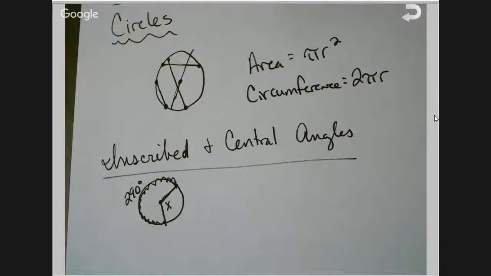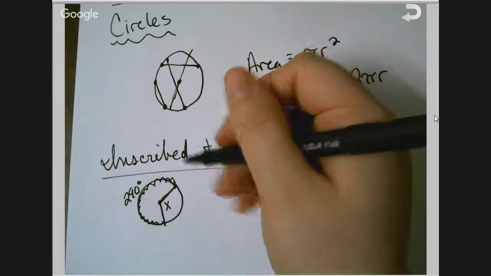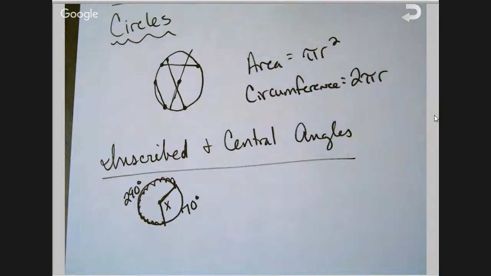You said find the other arc, right? You gotta remember. So how do we find this other arc? 360 minus 290, which is 70, right? That part you were okay on, but a central angle just projects whatever it is.